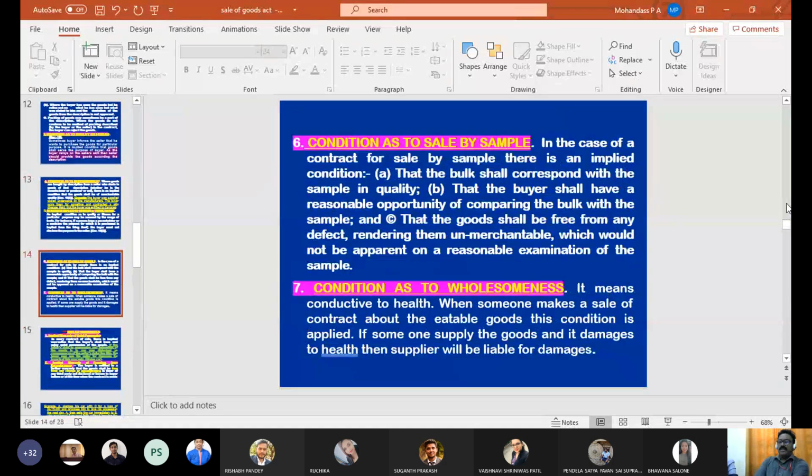Condition as to sample by sale means if an item is sold by showing a sample, the sold item should definitely correspond to the quality of the sample. The last one is that any product, especially food items, once it is delivered to you, should, as a whole, be fit for human consumption. Who says? MD? No. Sale of Goods Act 1930 says.